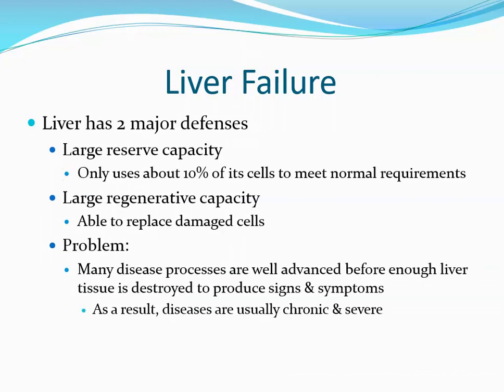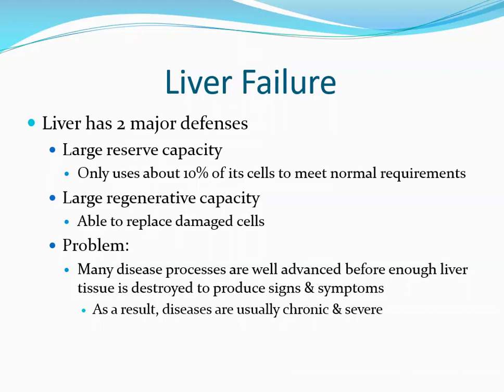One is that it has a large reserve capacity. On a day-to-day basis, we only use roughly 10% of our liver cells to meet the normal requirements. Secondly, the liver has a large regenerative capacity. It is able to repair and replace damaged cells. The problem then is that many disease processes are well advanced before enough liver tissue is destroyed to produce signs and symptoms. Much liver damage occurs before a person knows there is a problem. As a result, these diseases are usually chronic and severe.